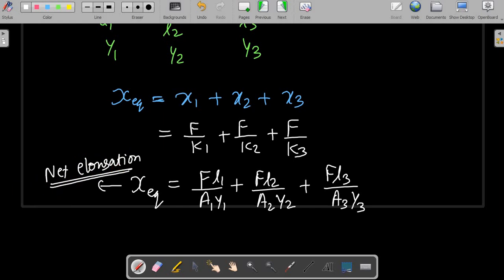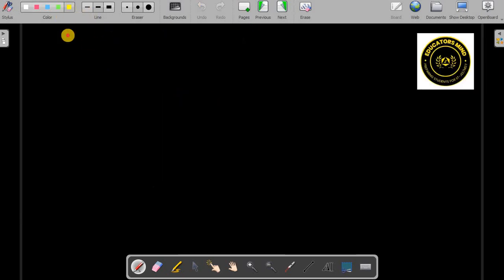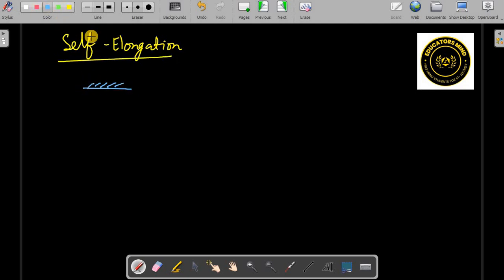Okay, right. Then self elongation is an important topic. What is self elongation? Suppose, for example, that there is a cylindrical rod which is hanging, because of its own weight. Let's say its mass is m and length is l. Because of its own mass, it is going to hang.